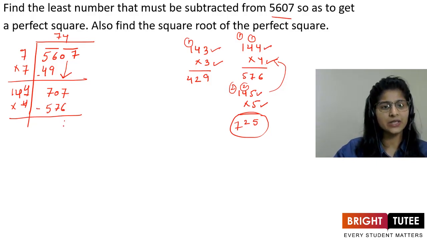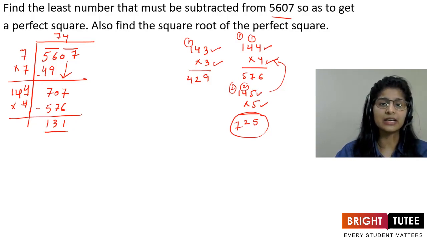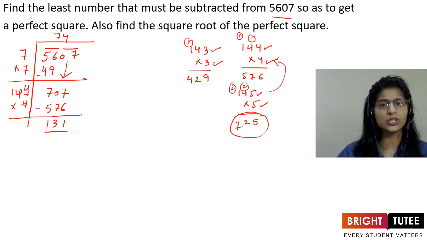7 minus 6, 1. 10 minus 7 is how much? Just see, 7 minus 6, 1. 10 minus 7 is 3. And 6 minus 5 is 1. So we are getting a remainder here. We are not getting the remainder as 0. So it is not a perfect square. We should make it a perfect square. Now just to see, what does this show? This shows that the square of 74. What is the square of 74? Should we try it out?